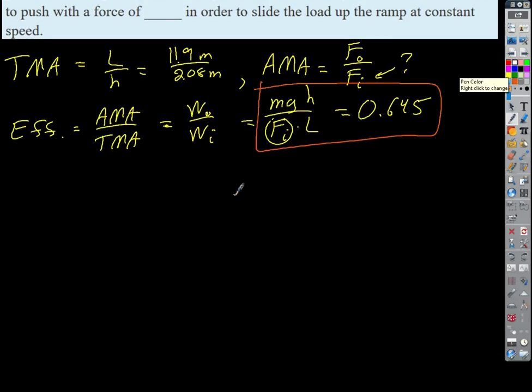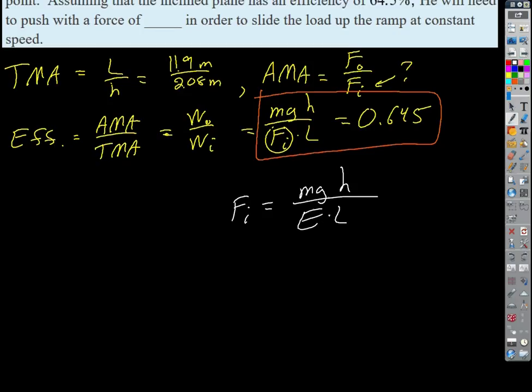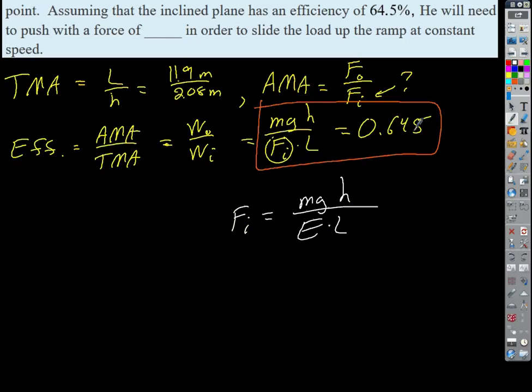We'd end up with input force equals, in my ratio, I've got MGH. So what are those things? Well, we'll plug them in for a second. MGH over efficiency, which I'm just going to call E, times L, right? Now I can just plug and chug. Make sense? That's E, efficiency, which they give us as 0.645. They give it to us as a percentage, but of course we want to use a decimal. Make sense? Okay.